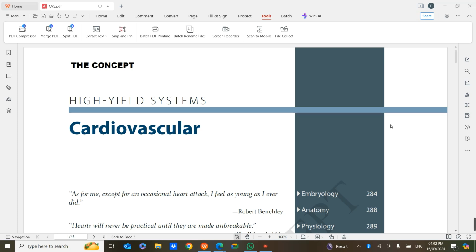At the same time, be praying for us, because your prayer will go a long way in us actually helping you. All right, so we are going to be starting with cardiovascular system. We have a long way to go.